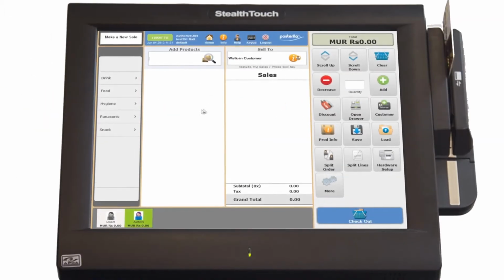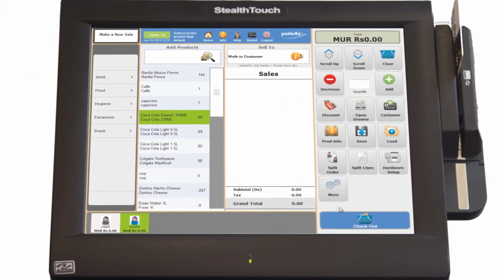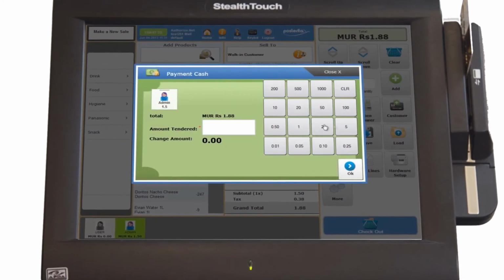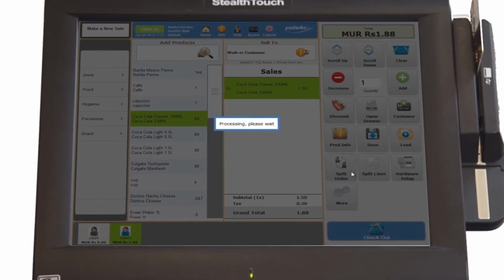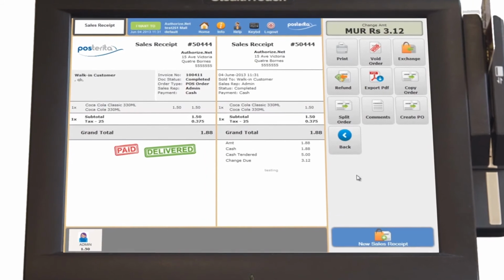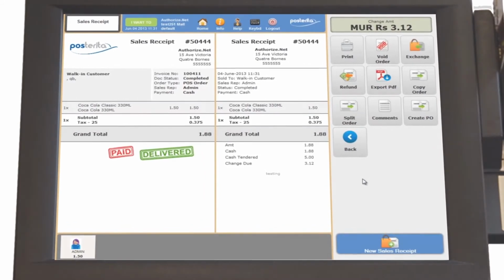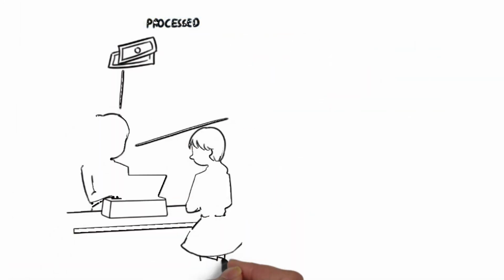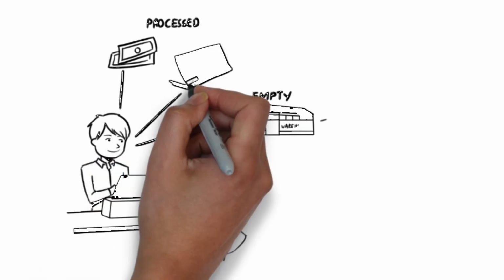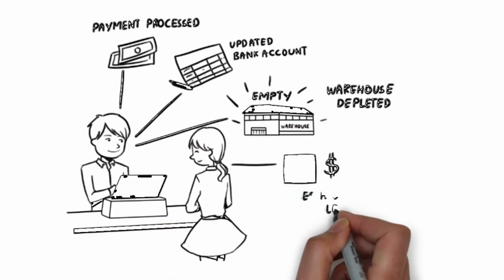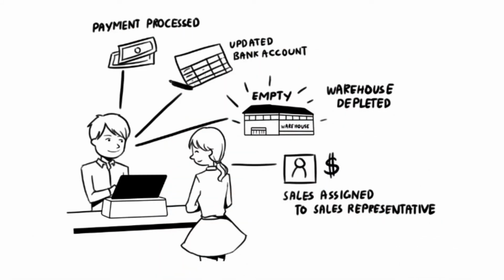When your sales rep processes a sale, this is what happens in the system. 1. A payment is processed. 2. Based on the nature of this payment, the right account, bank account, or cash book is updated and credited. 3. The warehouse from which the terminal draws its inventory is depleted. 4. The sale is assigned to a sales rep who closes the sale.